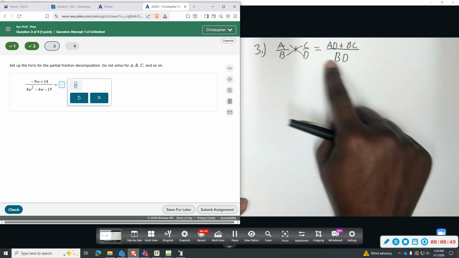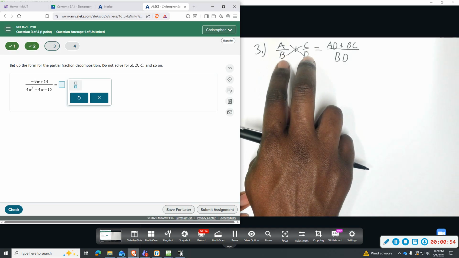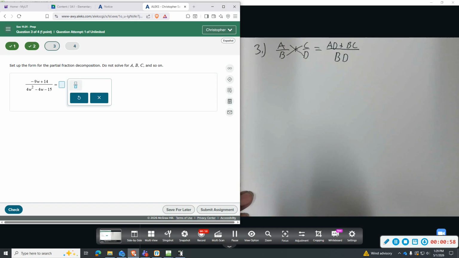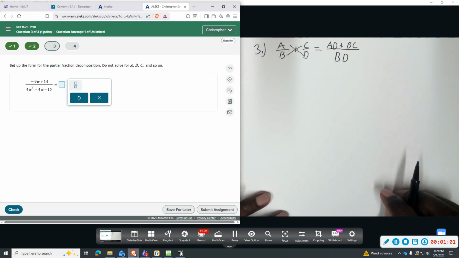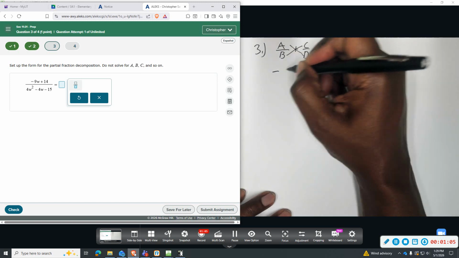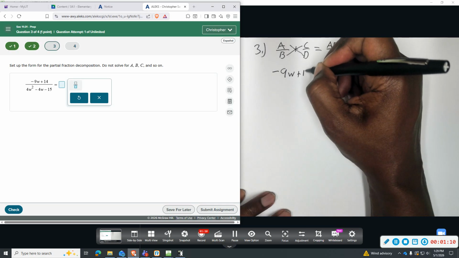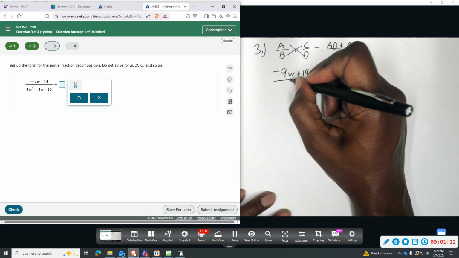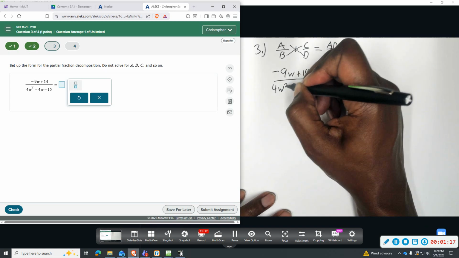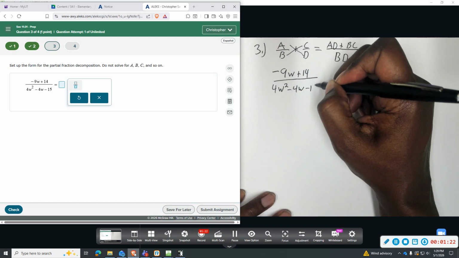But we're going to write it in terms of trying to split it up. So we'll factor the denominator, and then we'll be able to write 2 separate fractions. But we won't solve for a or c, or a or b, however we want to write it. So that's going to be the decomposition. That's what we're doing. So we have negative 9w plus 14. This is divided by 4w squared minus 4w minus 15.